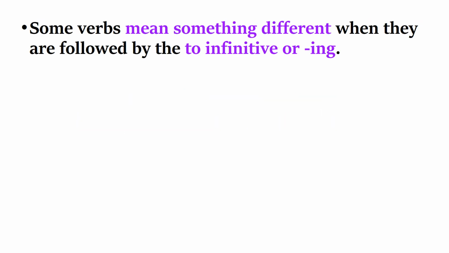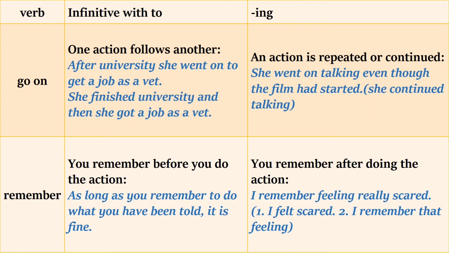Some verbs mean something different when they are followed by the to infinitive or ing. Go on. When it is followed by to infinitive, it means one action follows another. Example. After university she went on to get a job as a vet. It means she finished university and then she got a job as a vet.